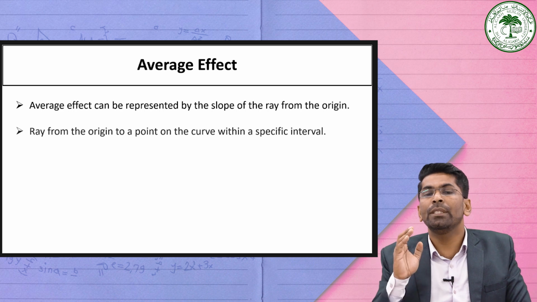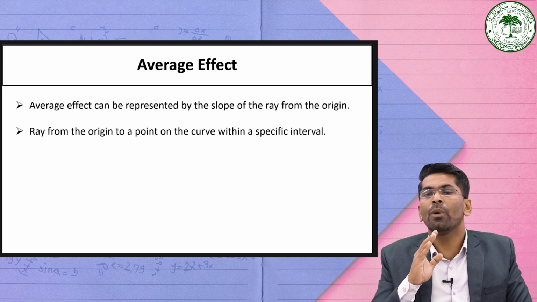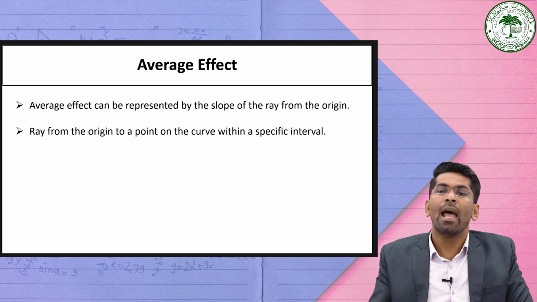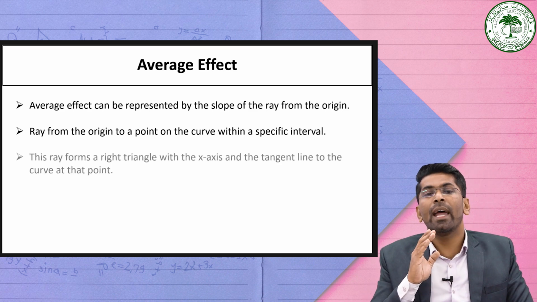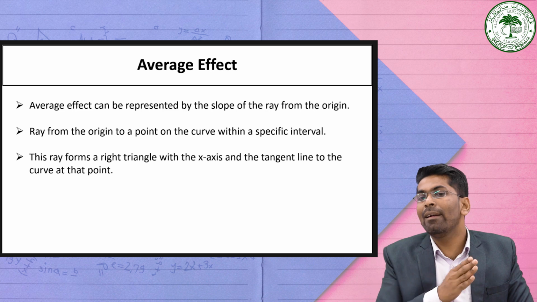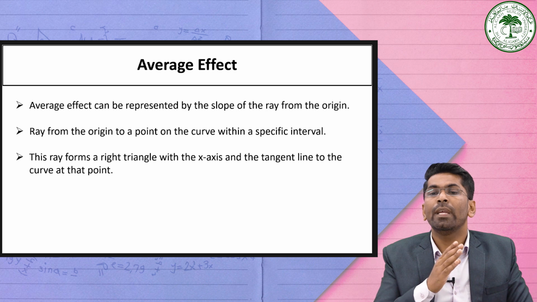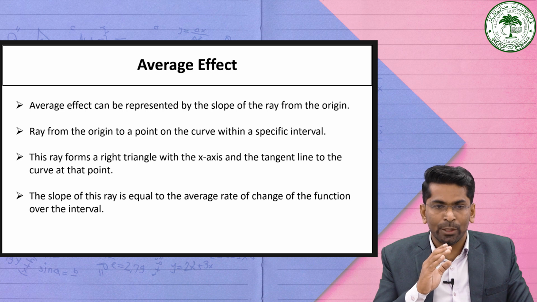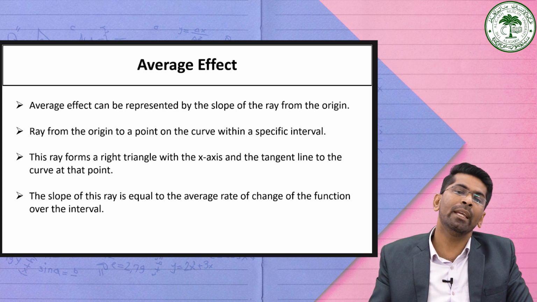And the origin, we know, we generally represent as (0, 0), that is, 0 value of x and 0 value of y. So that particular point on the curve within the specific interval represents the average effect of the function over that particular interval. So this ray actually forms a right angled triangle with the x axis and the tangent line to the curve at the point. So here the slope of this particular ray is equal to the average rate of change of the function over the interval.